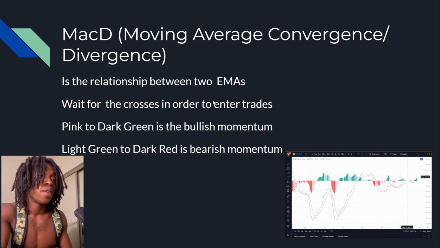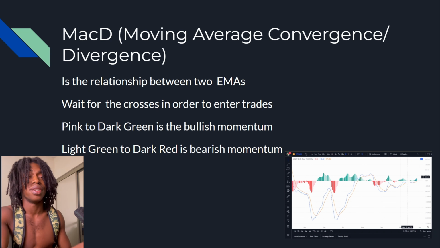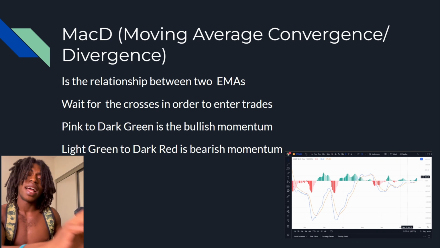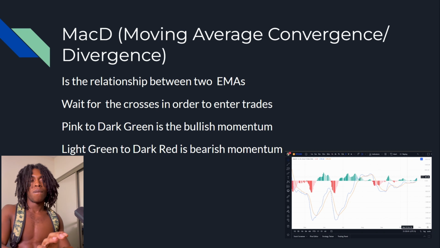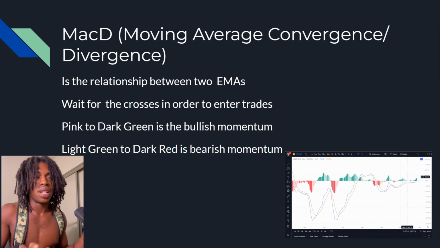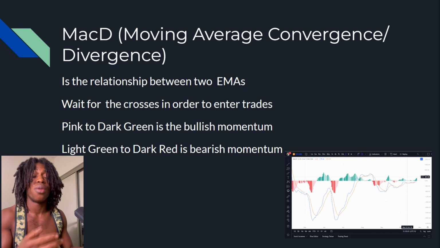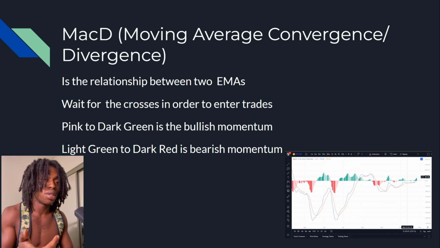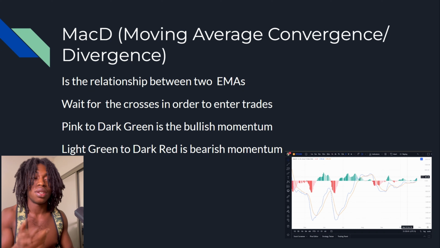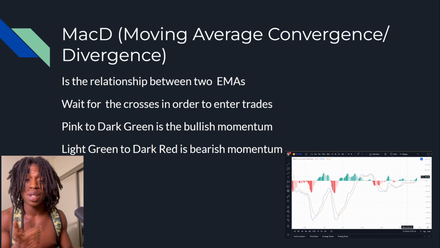MACD, moving average convergence divergence. I'm gonna be honest, I use this, but this is one of the last ones I use. It's a relationship between 2 EMAs. How I use it, I wait for the crossings in order to enter the trades. Pink to dark green is bullish momentum, and light green to dark red is bearish momentum.